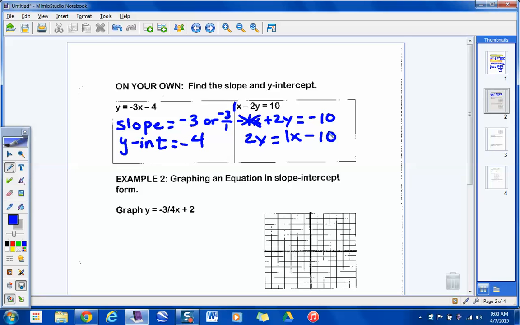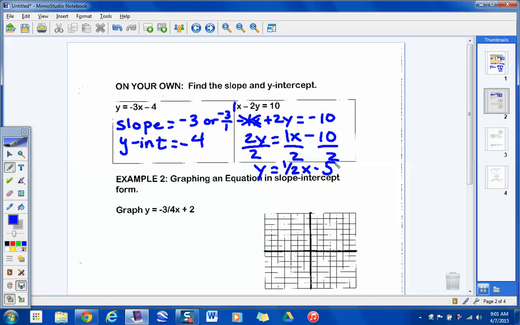Is y completely alone yet? No. So what do you have to do now? Divide every single part by 2. What are the 2's going to do? Y alone. 1 over 2 is a fraction, 1 half. So 1 half times what variable? X. And then how about the minus 10 divided by 2? Minus 5. I've taken something that is standard form and written it in slope-intercept form, or function form.